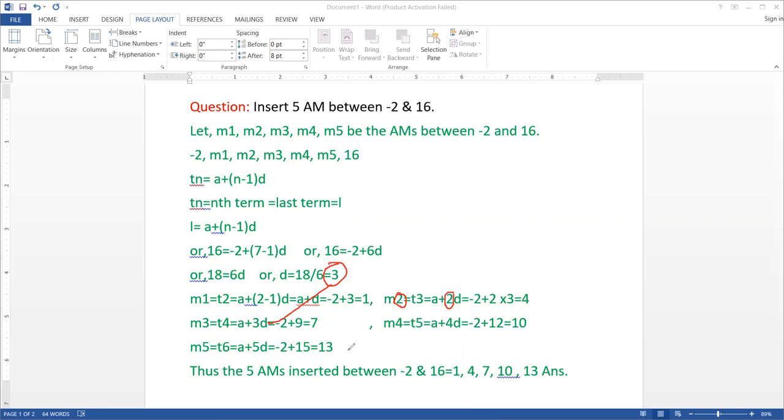And to check, without looking at the answer key of the book, you can use your own logic that all the terms like M1, M2, M3, M4, M5 are separated by the gap of 3, known as the common difference. In this way, we can use our own logic to say that the answer is finally correct. And these are the answers. Hope that you understood well from this.